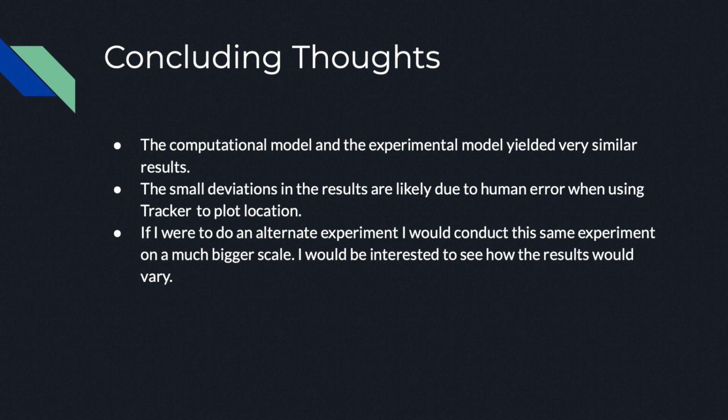Concluding thoughts. The computational model and the experimental model yielded very similar results. The small deviations in the results are likely due to human error when using Tracker to plot location. If I were to do an alternate experiment, I would conduct the same experiment on a much bigger scale. I would be interested to see how the results would vary.